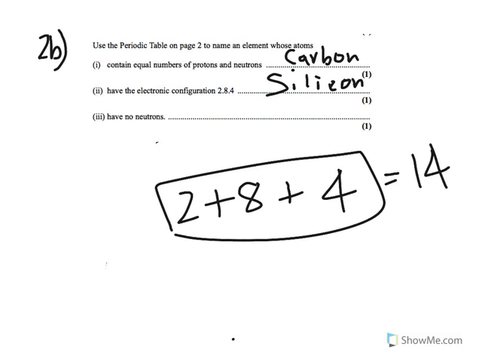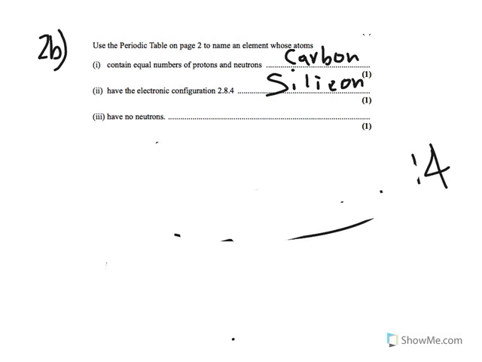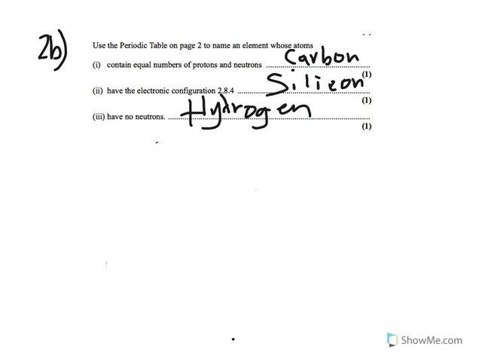Last question, you have to find the element that has no neutrons. And basically what it means is that the mass number minus the proton number must be equal to 0, because that means that it would have 0 neutrons. And that element is actually hydrogen, because hydrogen has a mass number of 1 and a proton number of 1. So 1 minus 1 gives you 0, meaning 0 neutrons.